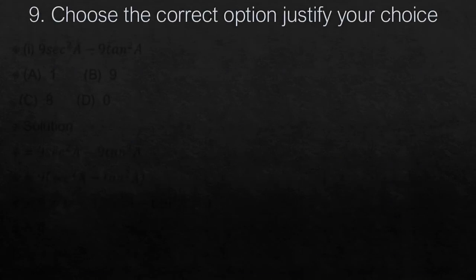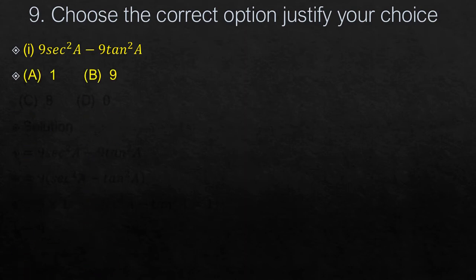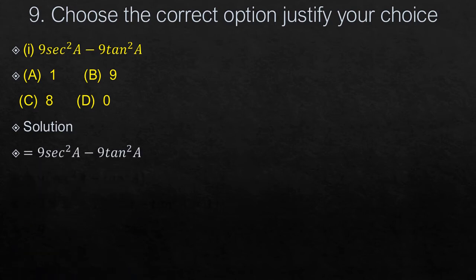Now question number 4. Question 4 is choose the correct option, justify your choice. Okay, so as I told in previous videos, these types of questions are now very important. So the first part is 9 secant square A minus 9 tan square A. Okay students, here you have been given the options A 1, B 9, C 8, D 0. You have to find the value of this expression. So solution: 9 secant square A minus 9 tan square A.